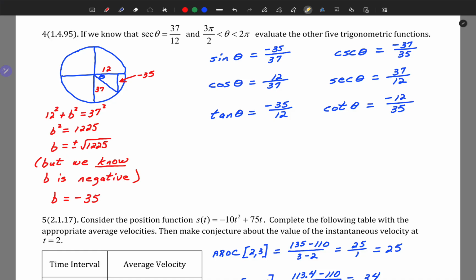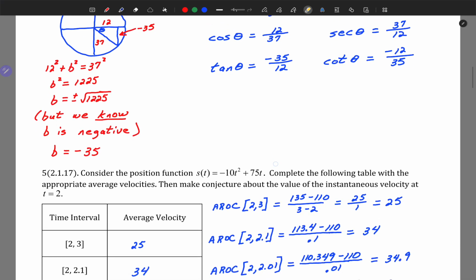Once you get these, then the reciprocal identities are easy. Once we know that the sine is negative 35 over 37, we know that the cosecant is the reciprocal of that, 37 over negative 35, or as you'll see, I always prefer to keep the negative in the numerator. Doesn't matter though. The reciprocal of cosine, secant, which of course was also given, and then the reciprocal of tangent would give us negative 12 over 35 there.